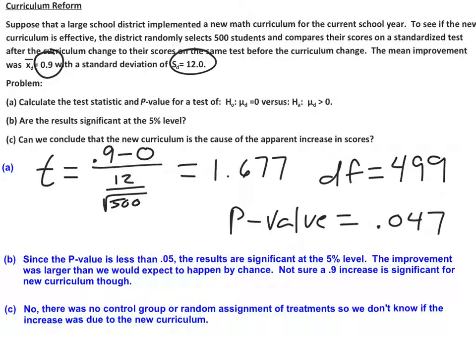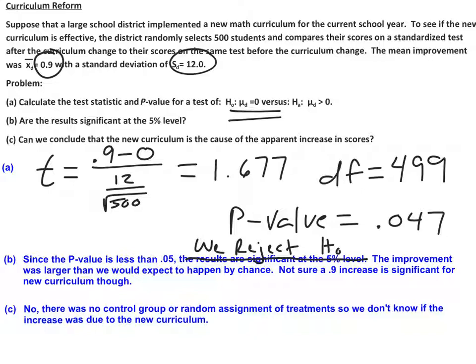P-value is less than 0.05. We would reject H0. Okay. I don't like how we've worded this one. You should always stick to this. We reject H0. We have convincing evidence that the new scores are higher than the old ones. Okay?